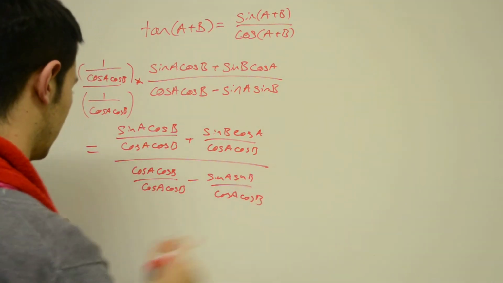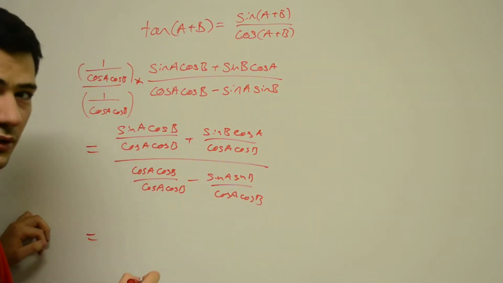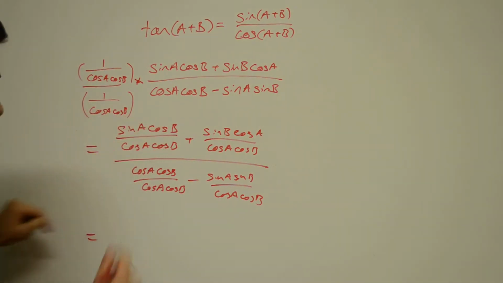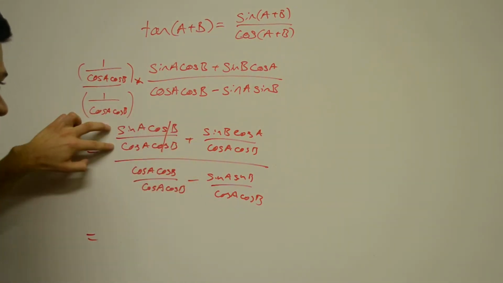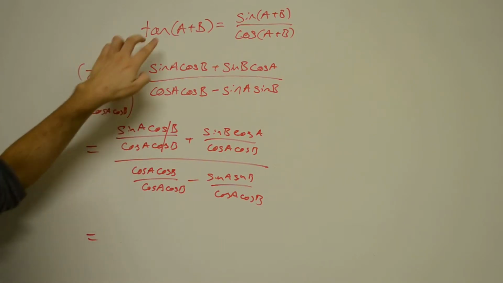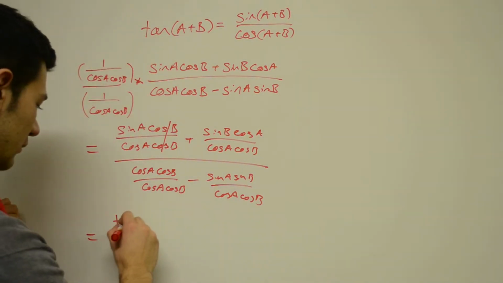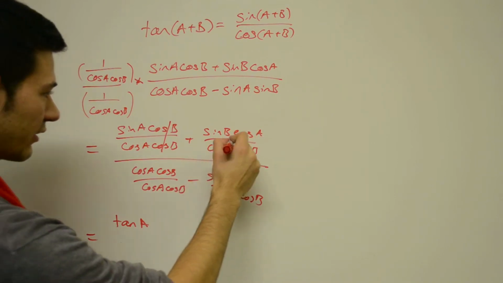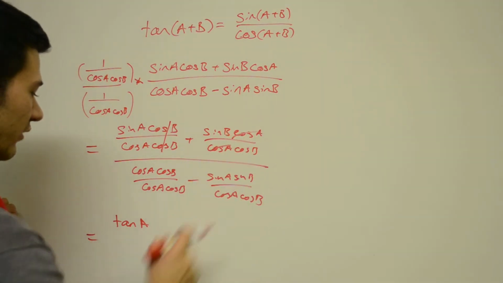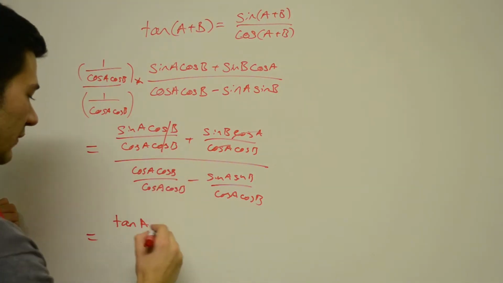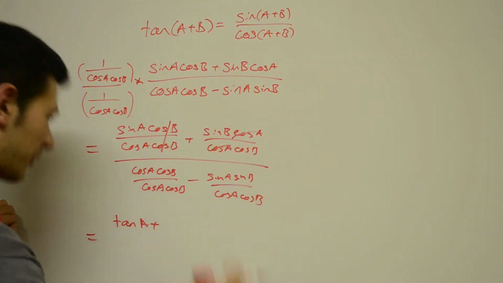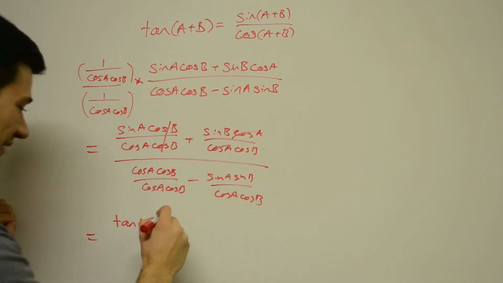Maybe do it from the line below. Can you see the line below? Cool. Cos b over cos b, those can cancel. You're left with sine a over cos a, which by definition is tan a. We have cos a, those can cancel. We've got sine b over cos b, which by definition is tan b.